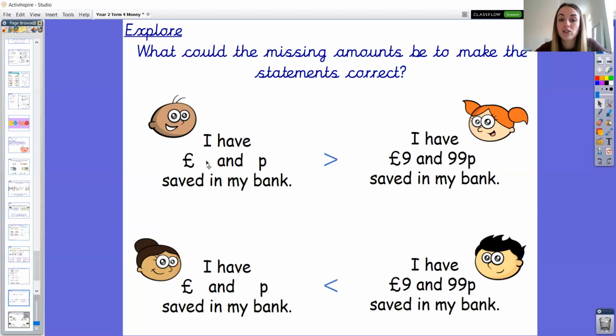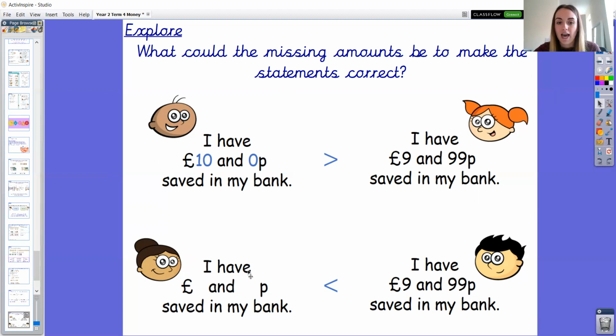Well done, Year 2. So I'm going to share an example with you, but of course there are many possibilities. So you might have said, I have £10 and 0 pence saved in my bank. Of course, that is just 1 pence more than what our friend has here, but it is still a greater amount. Okay, let's have a look at our next pair of friends.